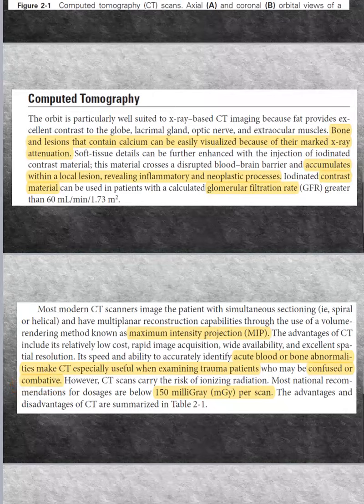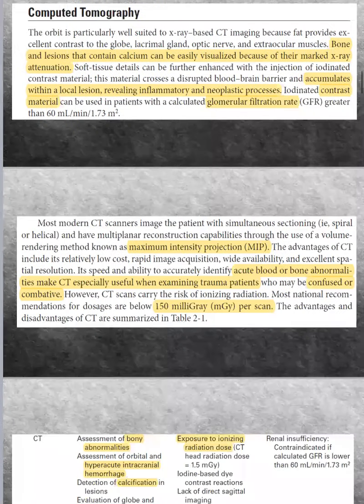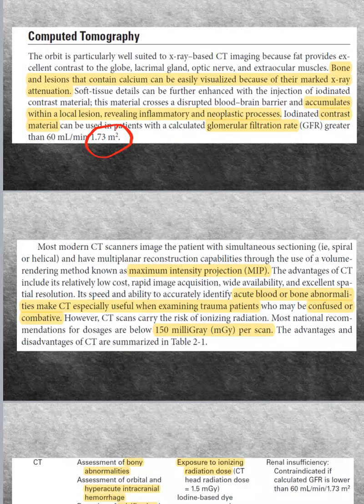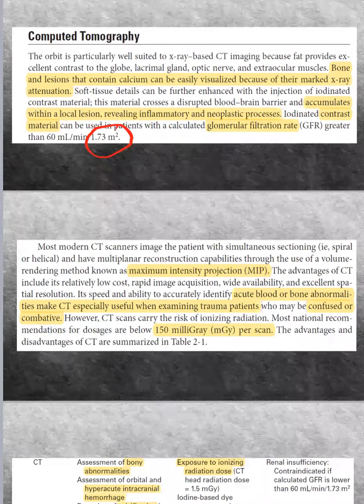But if we want to inject a contrast material, this may be important in demonstrating some tumors. I may check the GFR before. It must be greater than 60 milliliters per minute per 1.73 meter square. What do you think of this 1.73 meter square? I don't know. This is the area of. Okay, this is the average area of the human body.